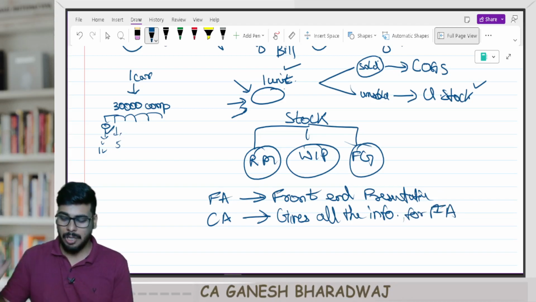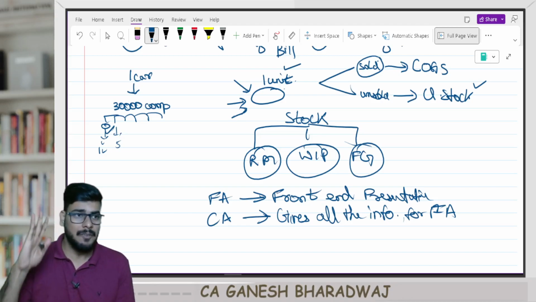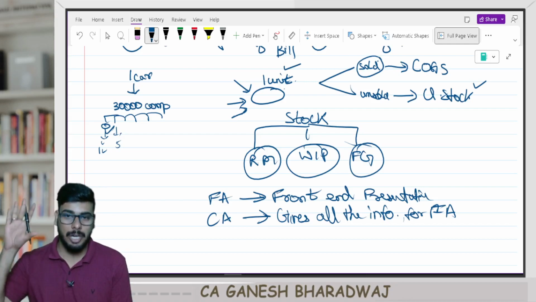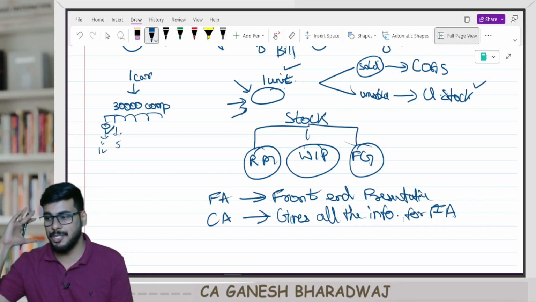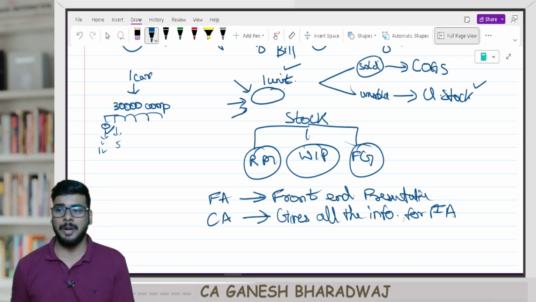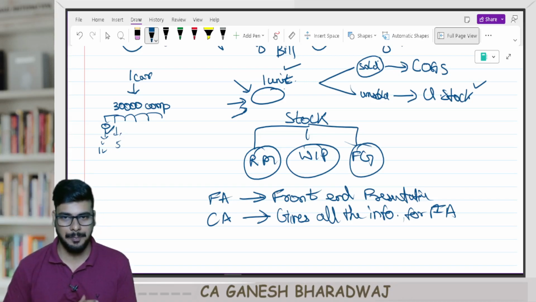Yes, it gives all the information for financial accounts as well. First, are you able to understand why we are saying that only in our subject it achieves the objective of your stock valuation and profit computation? Are you guys able to understand this? Perfect. Now, shall we move to the next part?